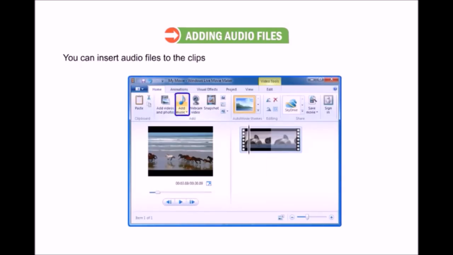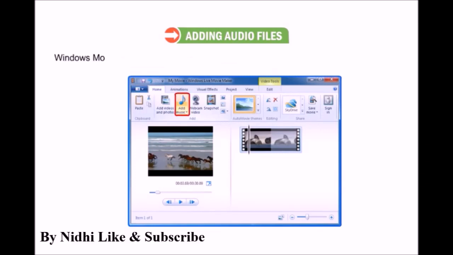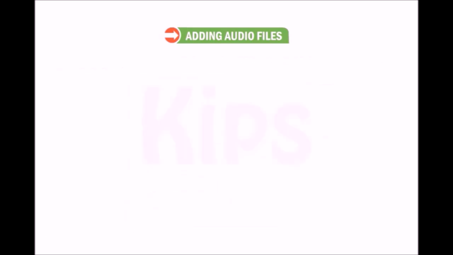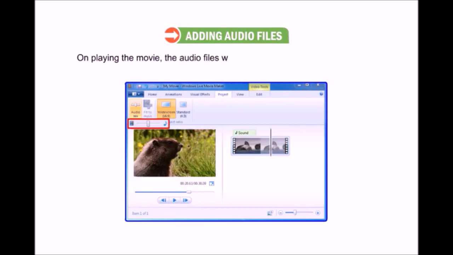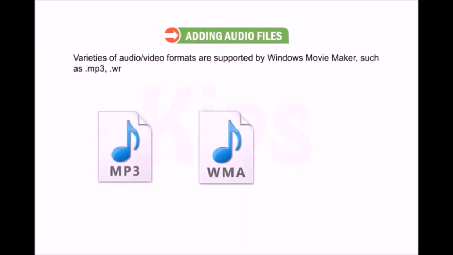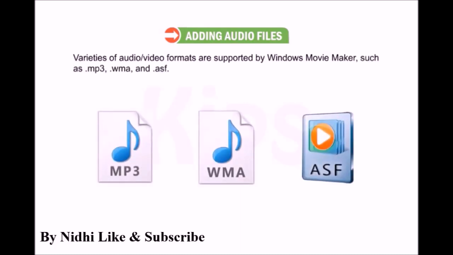Students, now let us talk about adding audio files. You can insert audio files to the clips or images to make the project more appealing. Windows Movie Maker allows you to record audio from a microphone and use it as a narration in a video. On playing the movie, the audio files will be played in the background along with other media. A variety of audio or video formats are supported by Windows Movie Maker, such as .mp3, .wma and .asf.